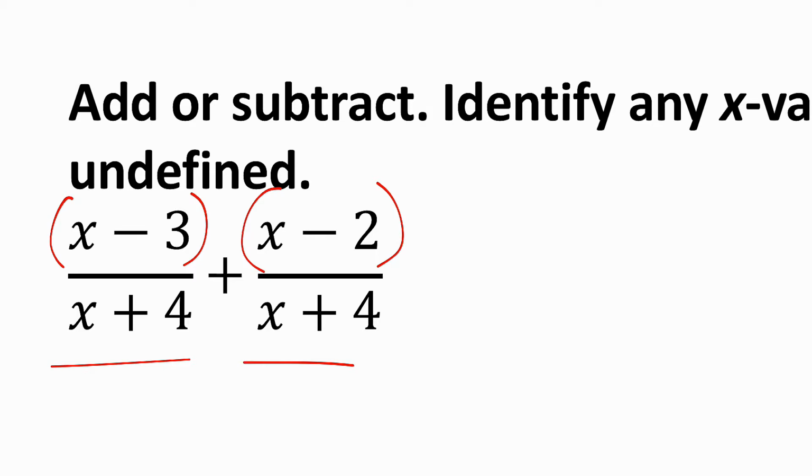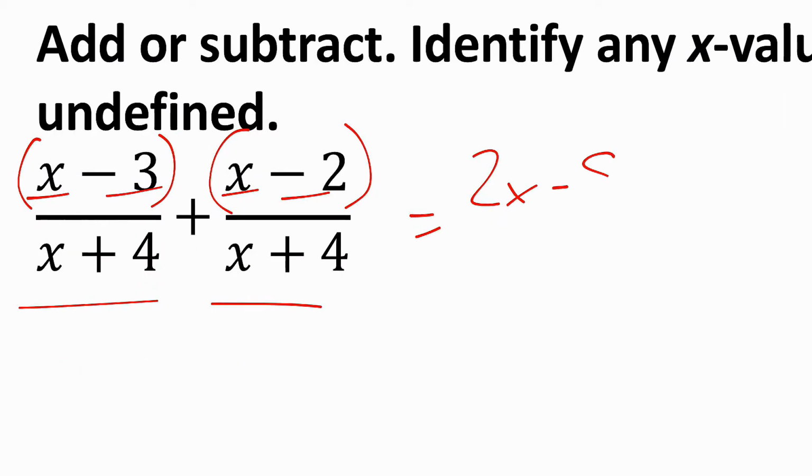So let's combine like terms. We got x plus x. That gives us 2x. We have negative 3 plus negative 2. That gives us negative 5. And we already have a common denominator of x plus 4. And that's all. That one was not too painful.